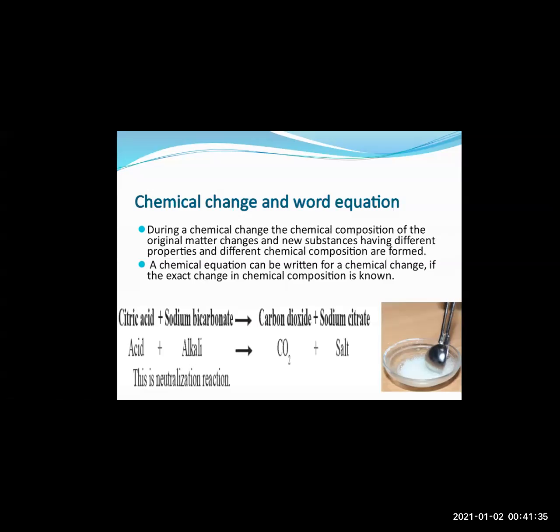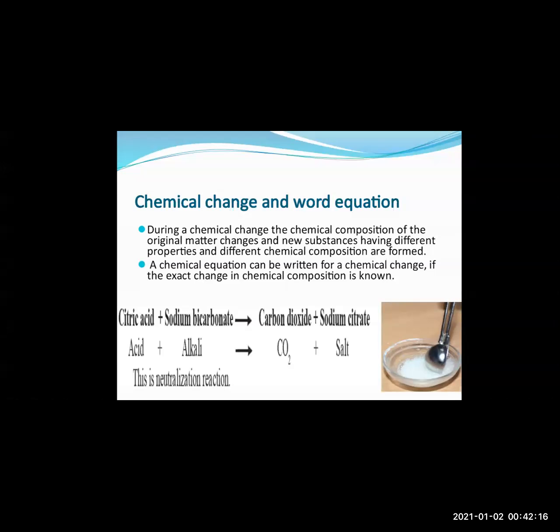Now, for example, when baking soda is added to lemon juice. Everyone knows which acid is present in lemon juice: citric acid. Baking soda is made up of sodium bicarbonate. When the citric acid and sodium bicarbonate react with each other, what is formed? Carbon dioxide is released and sodium citrate is formed. Sodium citrate is a salt.